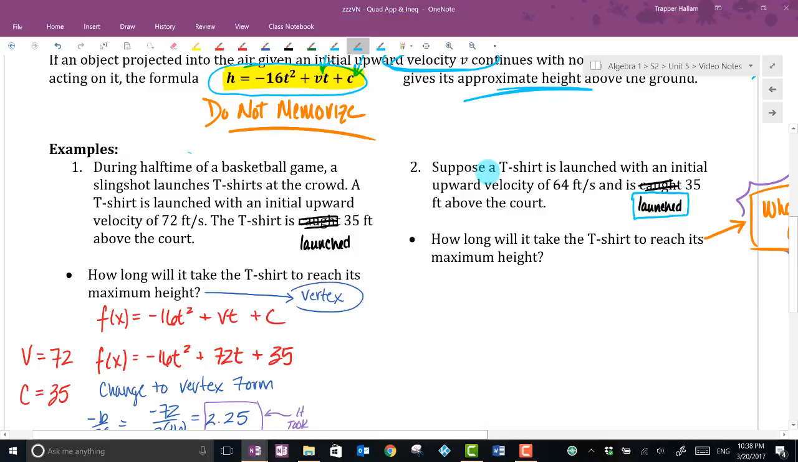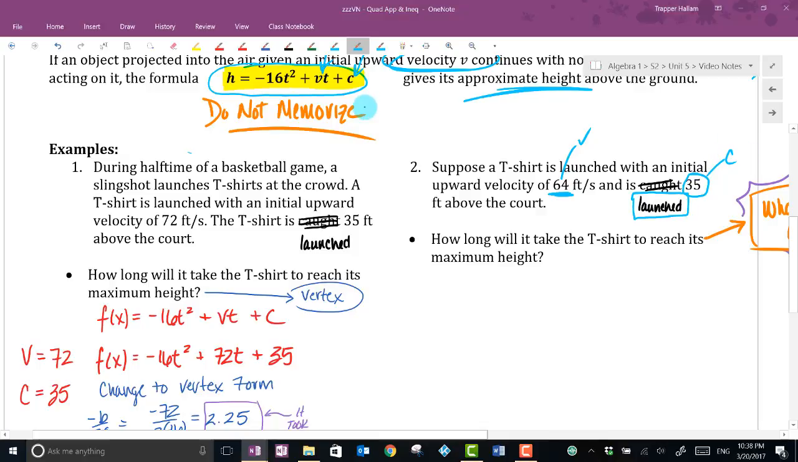So you're at some type of sporting event and they're launching t-shirts, which they commonly do. Everybody wants a free t-shirt, so get your hands up because they're shooting them or throwing them. In the example here, we're launching at initial velocity, or this is our v, at 64 feet per second. It's going to be launched from maybe the first deck, not from the ground floor, because we're 35 feet above the court. So we have initial height, or c value, that's 35.